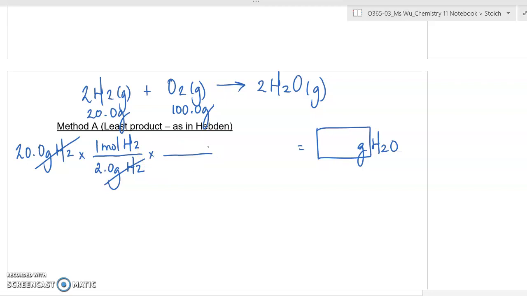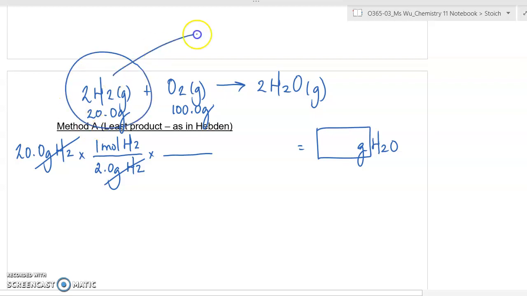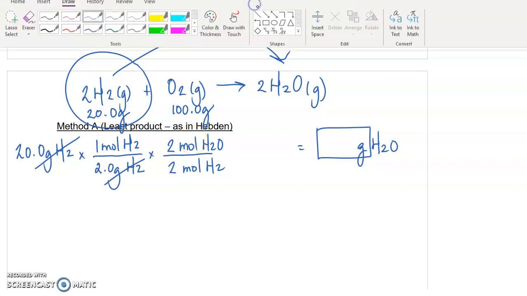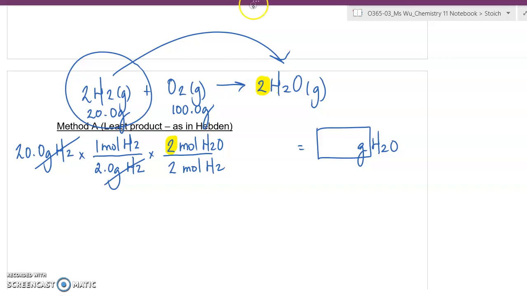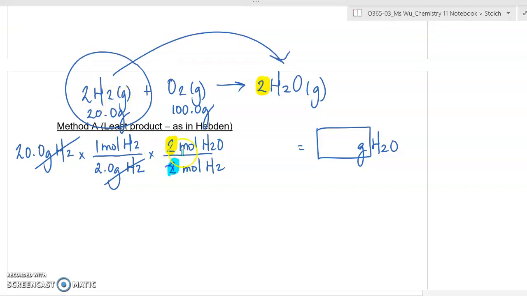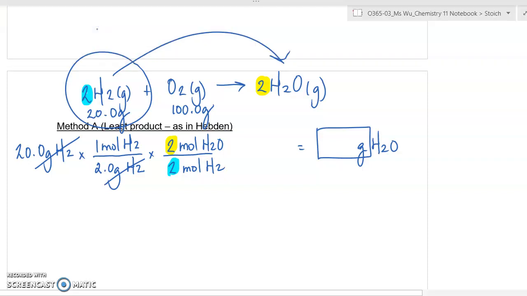Then if you remember our mole ratios, right, from way back when, according to our balanced equation, there are 2 moles of water being produced every time we use up 2 moles of our hydrogen. So there's our mole ratio. Where is that 2 coming from? That is the coefficient in front of water. Where is that other 2 coming from? That is the coefficient in front of our hydrogen. So there's our mole ratio relating moles of water to moles of hydrogen in this reaction.